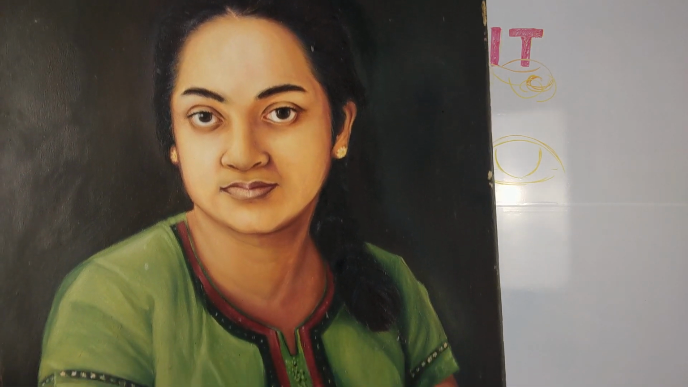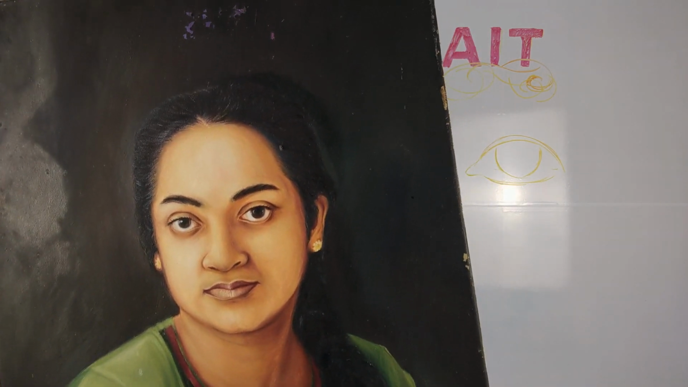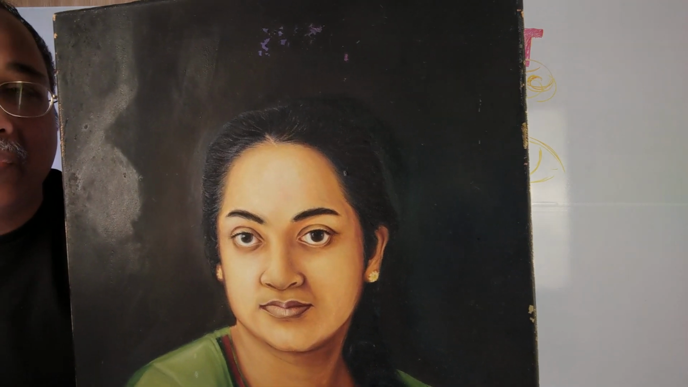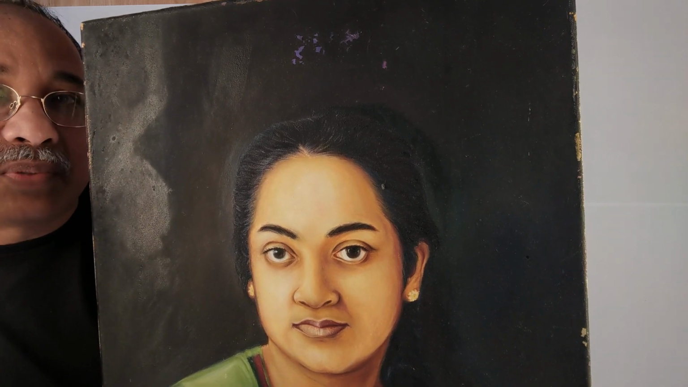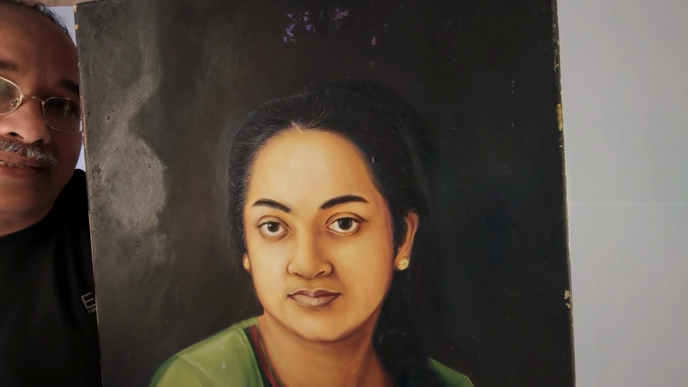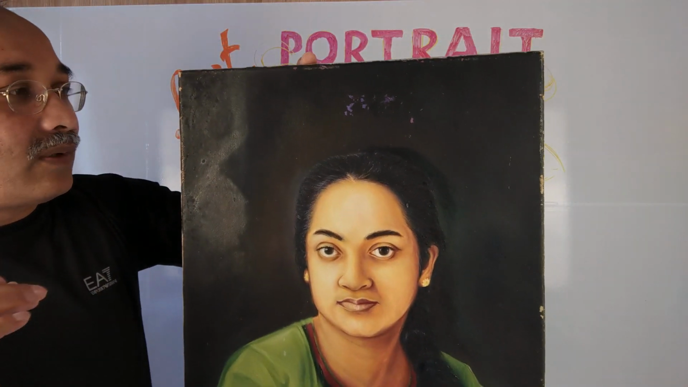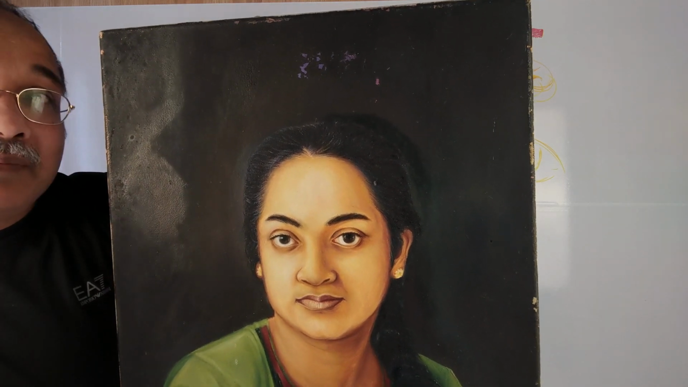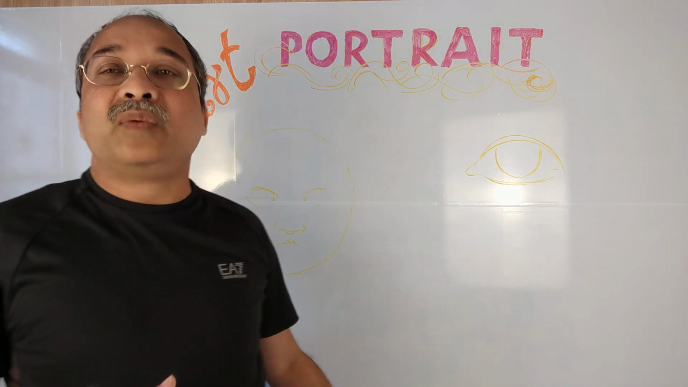You can see the blend of colors. This is done in oil color. When you learn to draw a portrait, you should know how to get the right proportion, the color balance, the light and shade. I'm going to show you today. We are not going to paint today, but I'm going to show you how to make the proper sketches. Probably in the next lessons we'll learn how to paint.